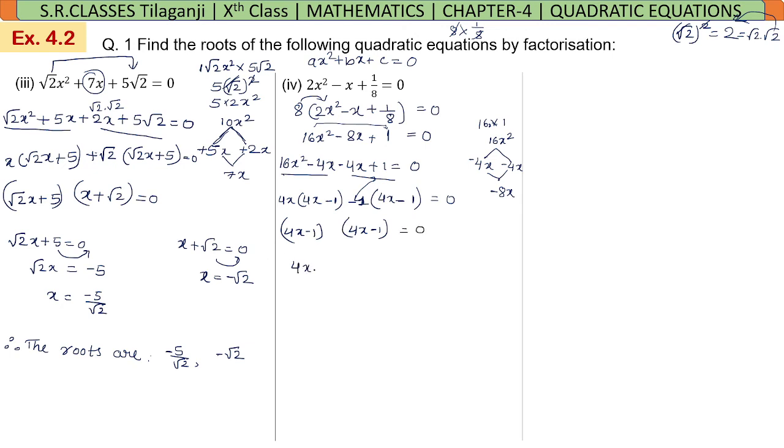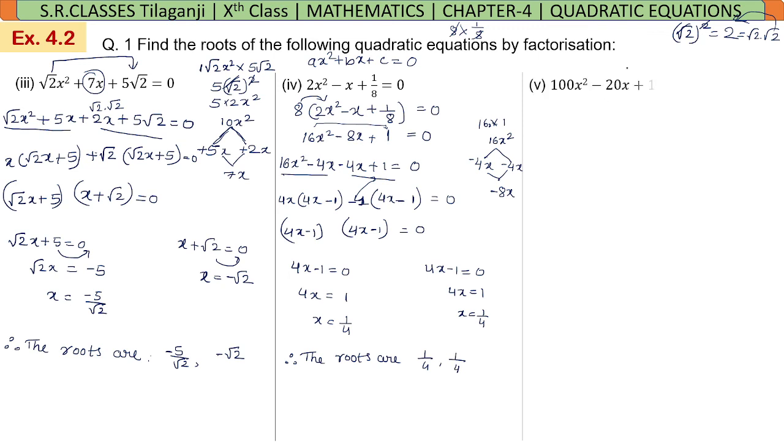That is 4x minus 1 is equal to 0. Same here, 4x minus 1 is equal to 0. 4x is equal to plus 1. x is equal to 1 by 4. Here also 4x is equal to 1, so x is equal to 1 by 4. So the required roots are, therefore the roots are 1 by 4 and 1 by 4.